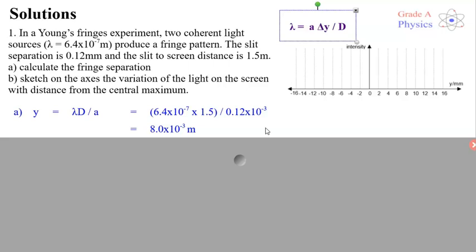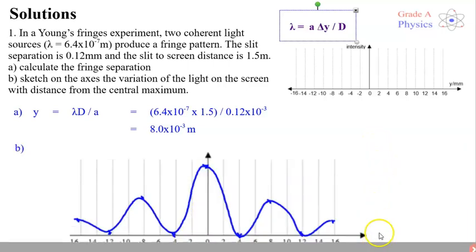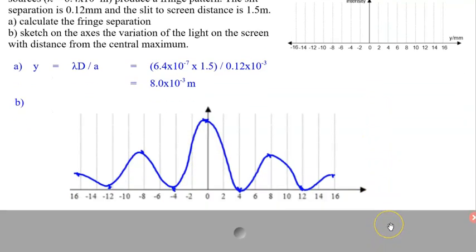Part B is a little bit more complex, possibly. Sketch the variation of light intensity as it varies from the midpoint. So we know that we're going to get high intensity, bright light in the middle, and then a dark patch, and then another bright patch, and then a dark patch, and it should be symmetrical about both sides. What's important to note here is it's not a binary thing. It's not bright and then dark and then bright, even though in simplistic terms that's how we describe it.